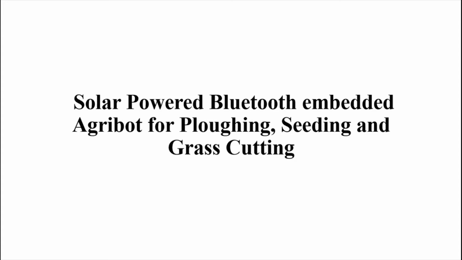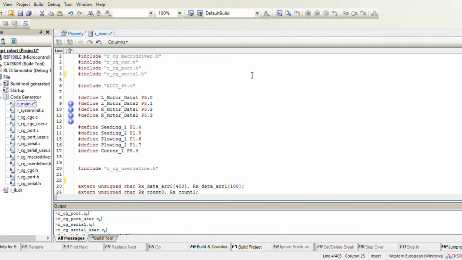Hello everyone, my name is Viral Patel and our project name is Solar Powered Bluetooth Embedded AgriBoard for plowing, seeding and grass cutting. From the last review, the suggestions were to complete the code and to explain the prototype of the hardware.